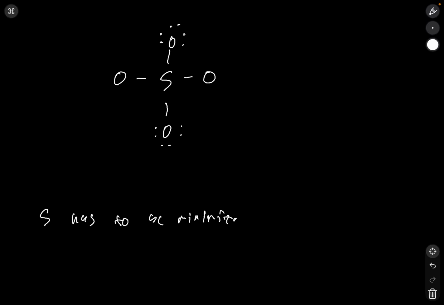We have the S, O, O, O, O. So we know that S has to be minimized, but at the same time, it can't hold any lone pairs of itself because every oxygen needs an octet. So what do we do? You let them share electrons.